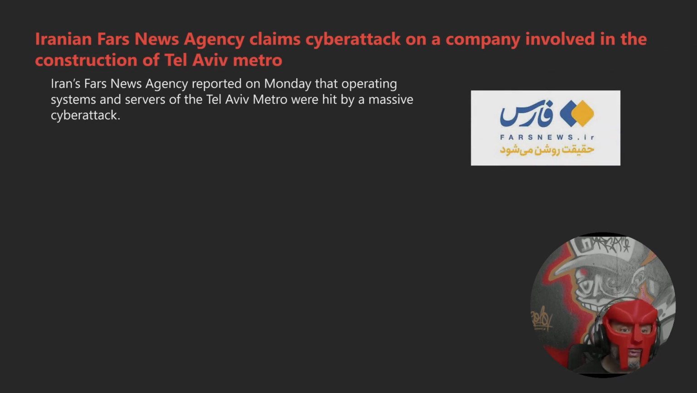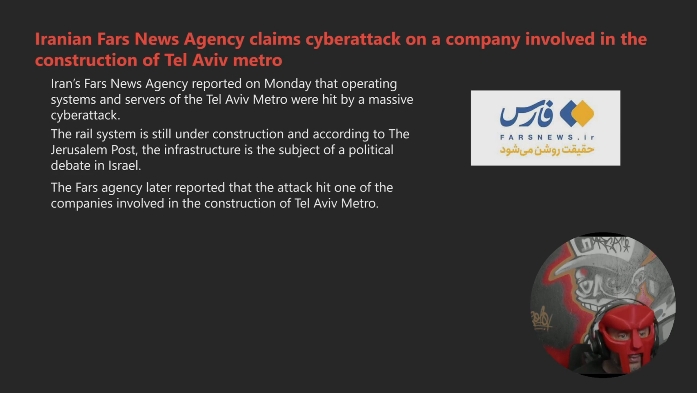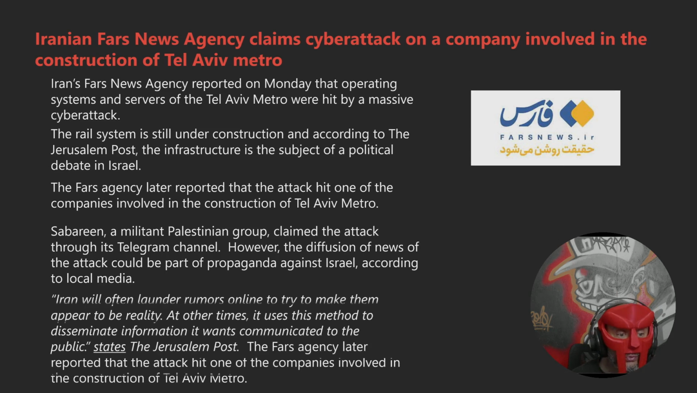Iran's Fars News Agency reported on Monday that operating systems and servers of the Tel Aviv metro were hit by a massive cyber attack. The rail system is still under construction, and according to the Jerusalem Post, the infrastructure is the subject of a political debate in Israel. The Fars agency later reported that the attack hit one of the companies involved in the construction of the Tel Aviv metro. Sabarin, a militant Palestinian group, claimed the attack through its Telegram channel. However, the diffusion of news of the attack could be part of propaganda against Israel, according to local media.